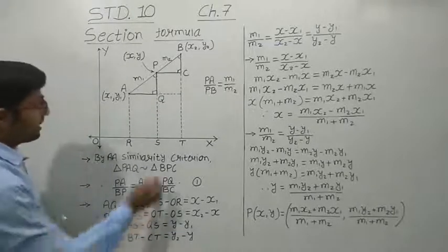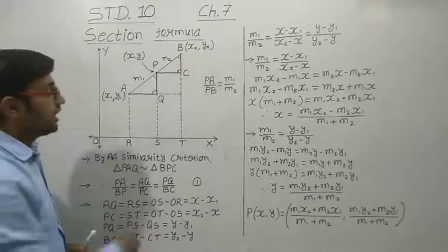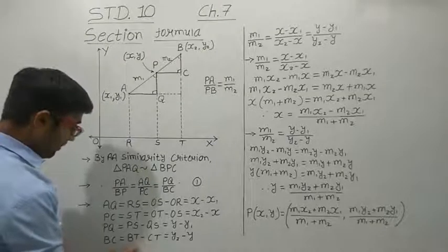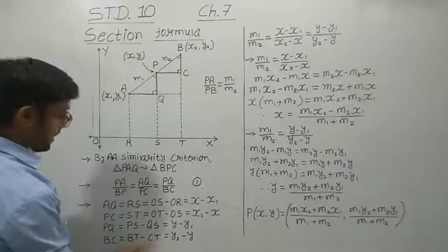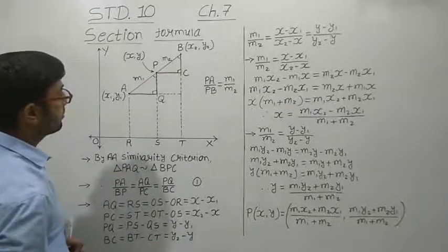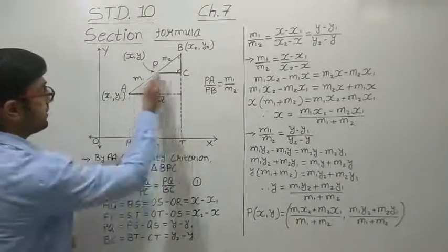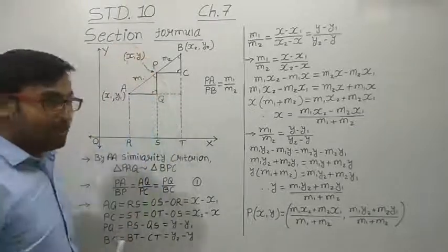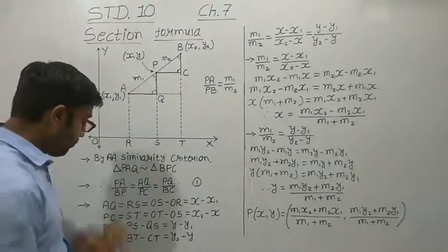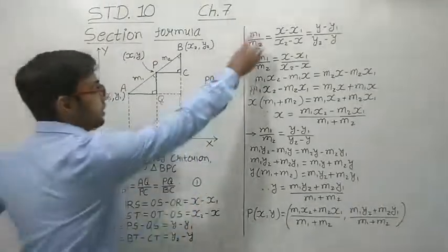In the same way, we can write down BC. BC is equal to BT minus CT. So how can we write down BT? BT we can write down as y2 because it is at a distance y2, and this CT is up to y. CT is up to y distance, right? So in this way we get all these values. Okay, so let us now put all these values in equation number 1. So here we have PA upon PB is what? M1 upon M2.